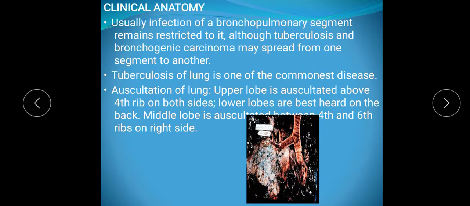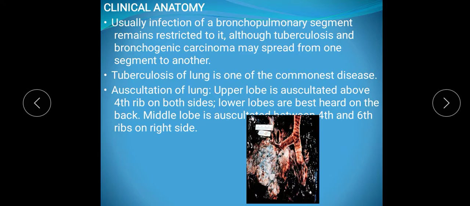Then the clinical anatomy. Usually infection of a bronchopulmonary segment remains restricted to it, although tuberculosis and bronchogenic carcinoma may spread from one segment to another segment. This is the bronchogenic carcinoma, spreading from one segment to another segment. Okay, this is the trachea, and these are the principal bronchi. This is the bronchogenic carcinoma. Tuberculosis of the lung is one of the commonest diseases.